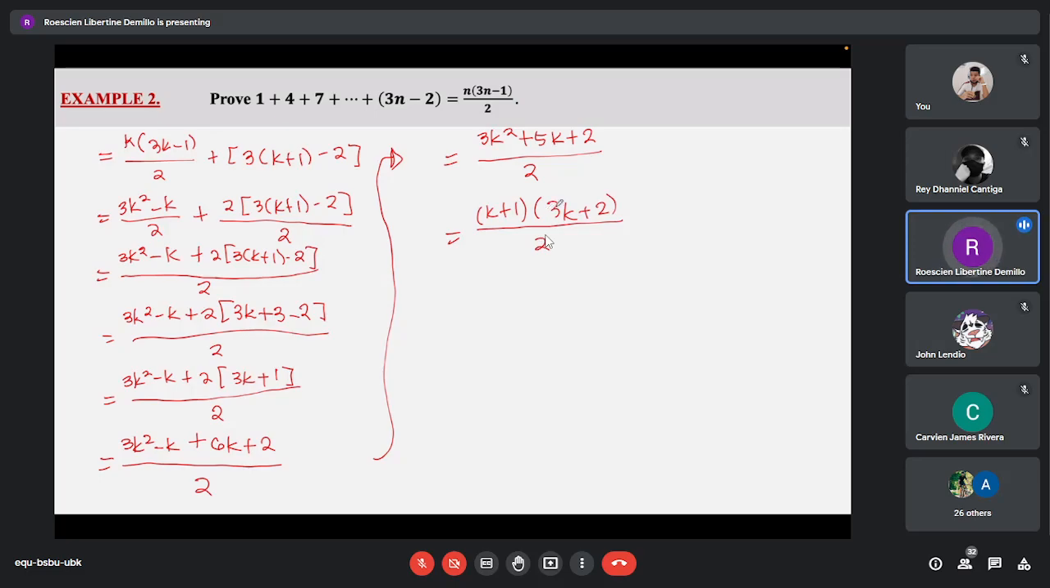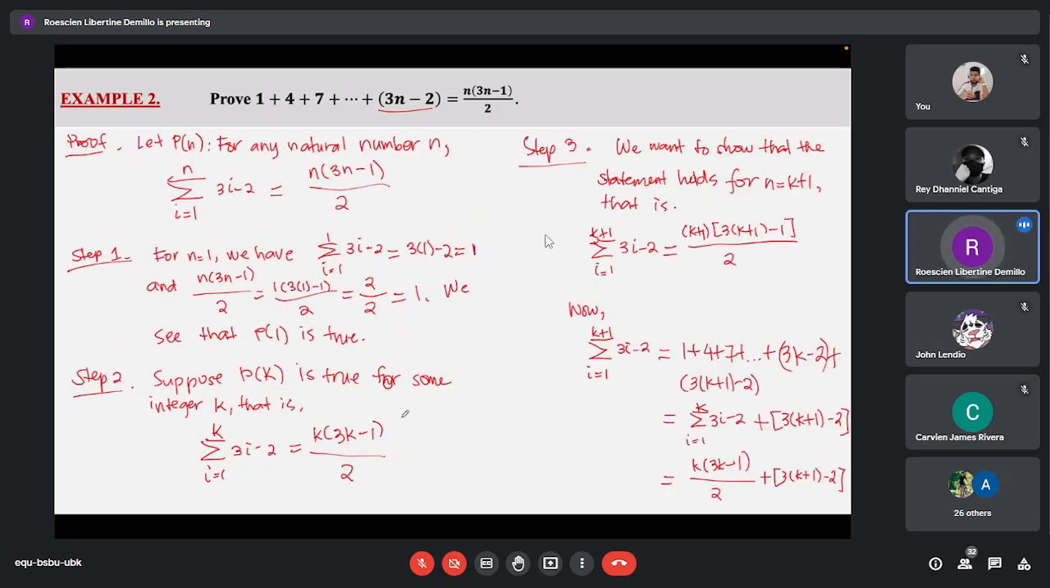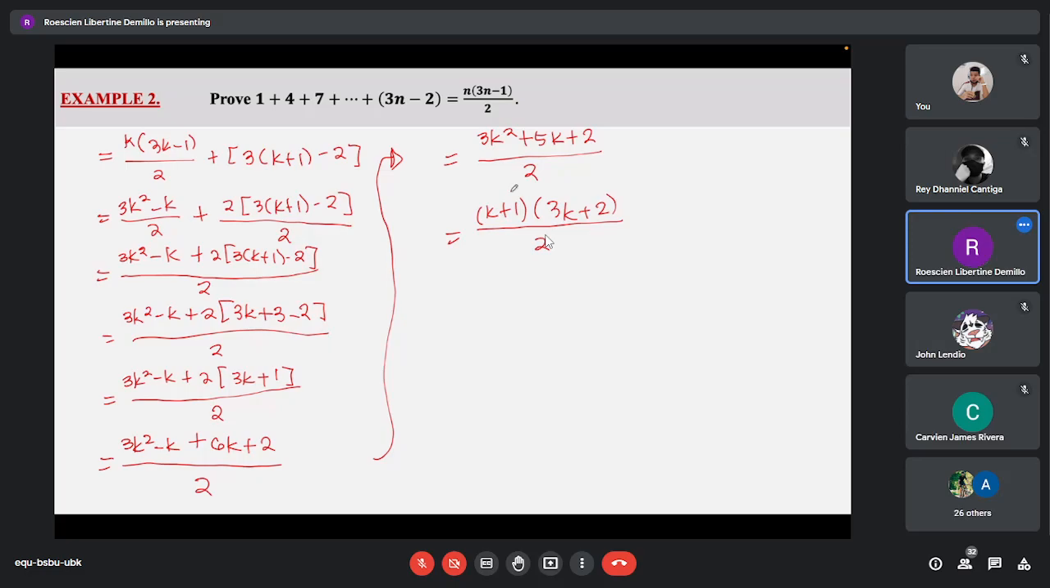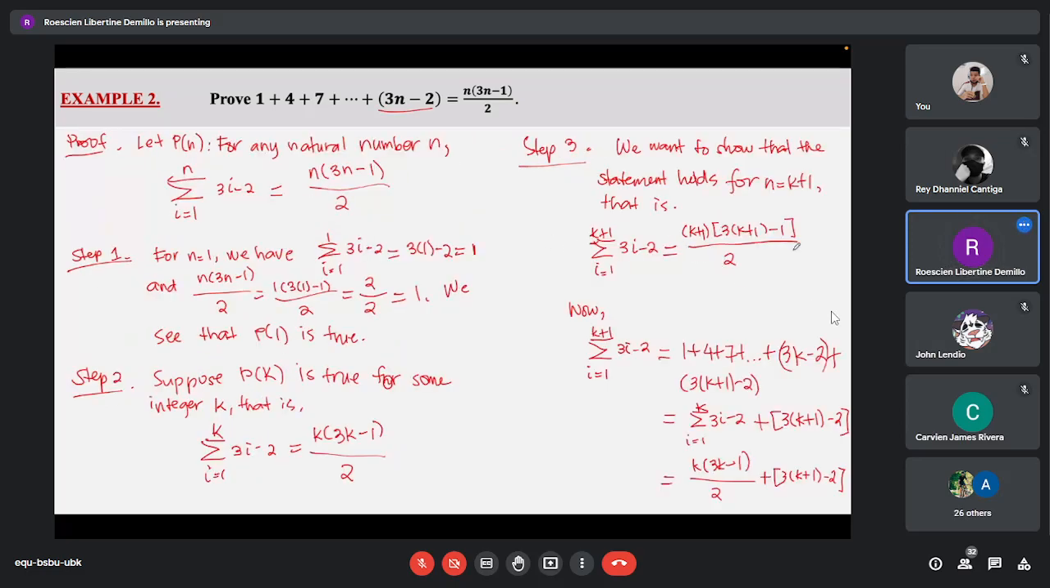Now, let's go back to what we're supposed to show. We're supposed to show this one. K times 3k minus 1. Now, are we actually, oh no, not this one, k plus 1 times 3 times k plus 1 minus 1. So this is what we're trying to show in our step 3. Now, we have the over 2 already. Kani over 2. We also have the k plus 1 here. K plus 1. Asa ra mag-differ is this one. 3 times k plus 1 minus 1.